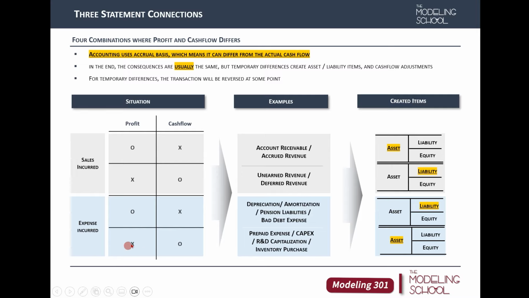And lastly, there are cases where there has been cash outflow, but it has not yet been recognized as an expense in the income statement. Those are items like prepaid expenses, capital expenditure, R&D expenses where it has been capitalized, or inventory purchase. These types of situations create assets, future benefits that the company can now receive.